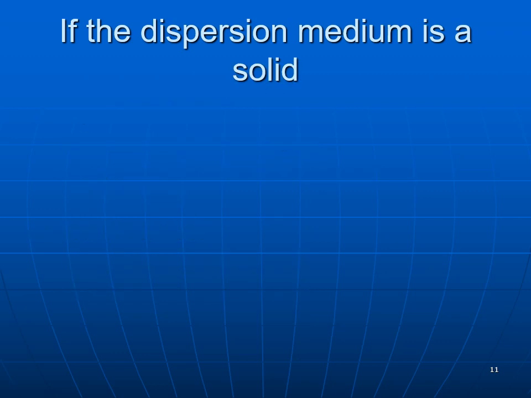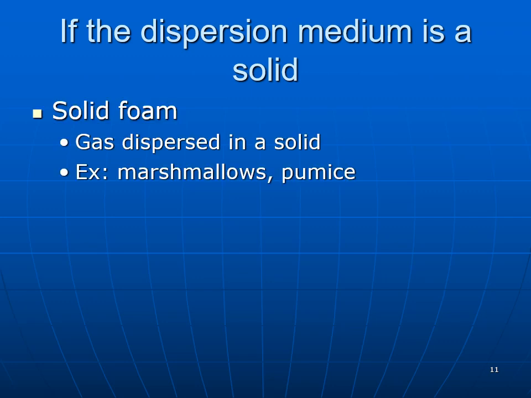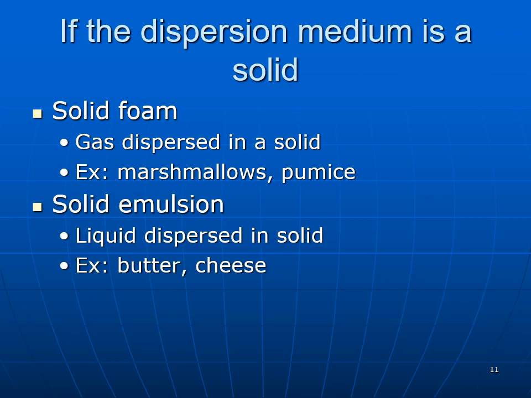Then our last category of dispersion medium here is solid. When we have a solid foam, we have gas that's dispersed in a solid, so marshmallows or pumice, lava. Those are examples of solid foams, a colloid containing a solid that has gas dispersed throughout it. Additionally, if we have liquid dispersed in a solid, we get what we call a solid emulsion. So we had a liquid emulsion where we had liquid dispersed in a liquid.